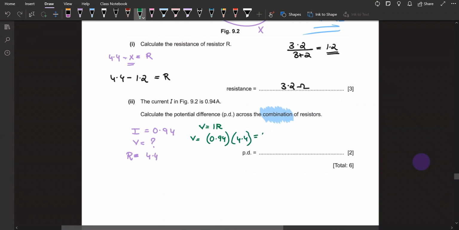4.136, and we can round it off to 4.14, and then don't forget the units. We are done with question number 9.